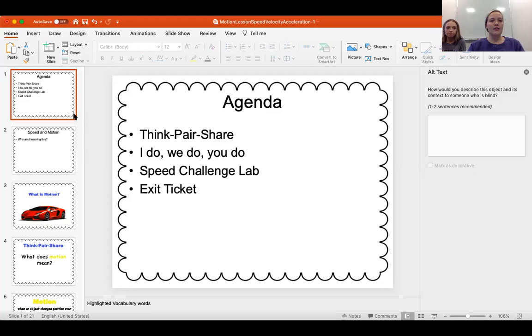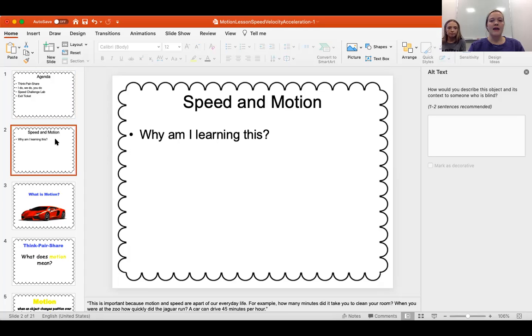A helpful tip for you is to pull out your journals right now. There will be highlighted vocabulary words in yellow. These are important words that I highlighted for you, and I want you to take notes of them in your journal throughout this PowerPoint and throughout our lesson today. So moving on, we have speed and motion.